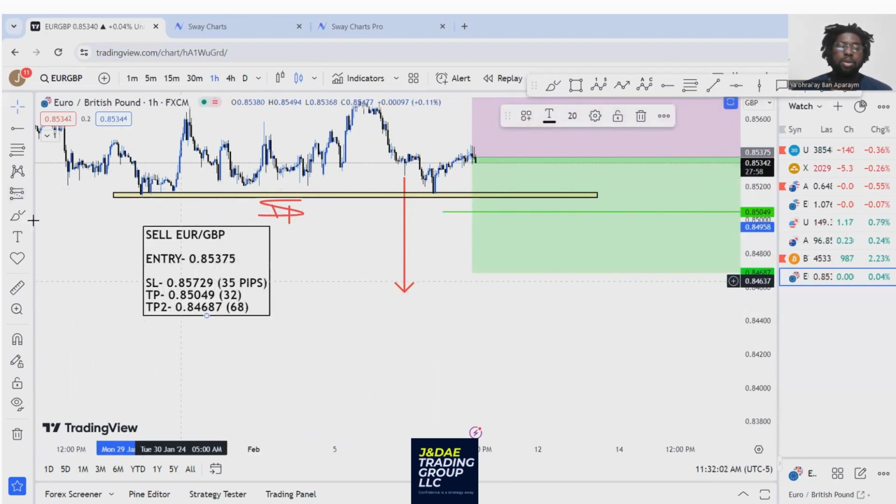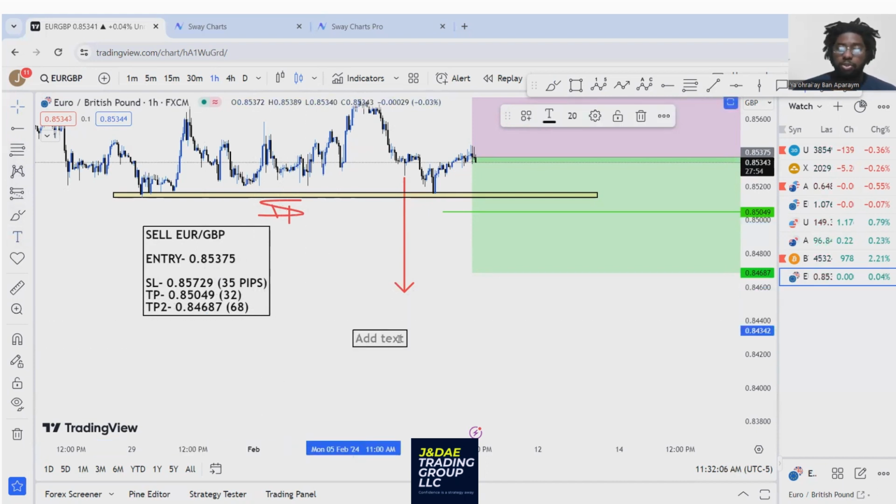So, for example, based on the lot size, that's 35 pips risk, right? If I use a 0.01 lot size with 35 pips, that's going to equal $3.50 if I were to lose this trade. If I did a 0.1 lot size, if I were to lose the trade, it's going to be $35. If I do a 1.0, which is a standard lot, and lose this trade, it's going to be $350.